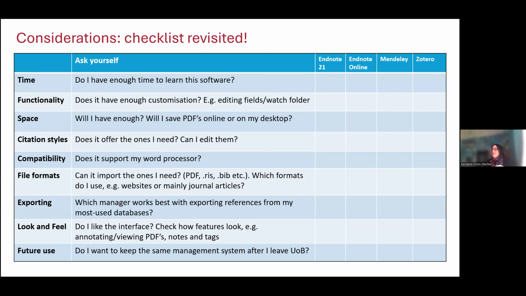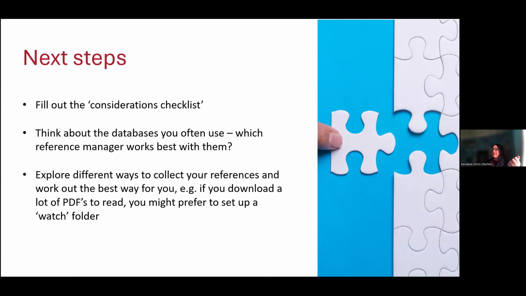Talking of which, this is revisiting the considerations. So have a think about what you've seen so far and which ones might match up with your needs. So next steps are, after this session, try and fill out the considerations checklist. Think about which databases, if you use Scopus or Web of Science. I don't know if I forgot to say, but Scopus works really well with Mendeley. Web of Science works really well with EndNote. So if you're using one of those a lot, you might want to think about that.